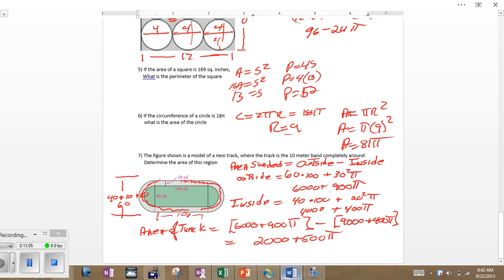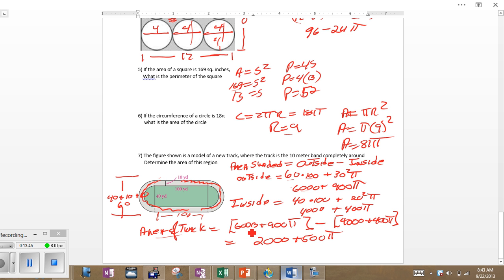So here you have it. The outside is a rectangle 60 by 100, which is 6,000, plus the radius squared pi, which is 30 squared is 900 pi. Now the inside, the area in green, is the rectangle 40 by 100 plus the circle radius 20. So it's 4,000 plus 20 squared is 400 pi. So now what we want is the difference between the two. So the area of the track is the outside minus the inside.